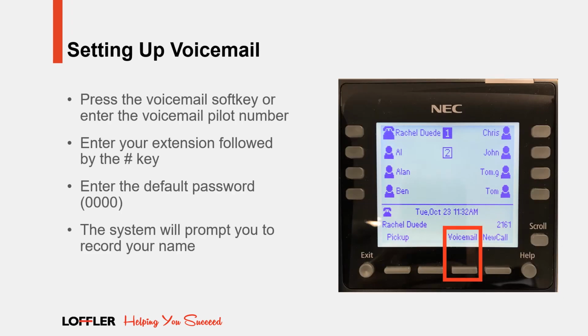To set up voicemail, press the voicemail soft key or enter the voicemail extension. Enter your extension followed by the pound key. Enter the default voicemail password 0000 and the system will prompt you to record your name.